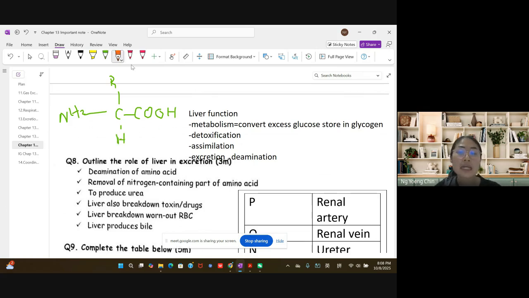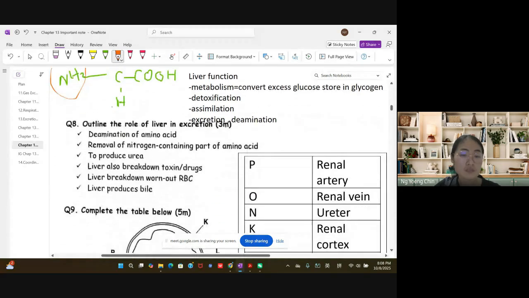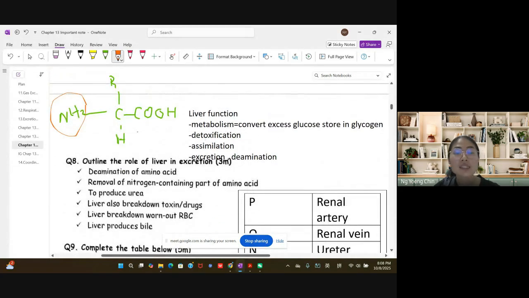But what happens during deamination is you actually remove this functional group away, which we call the amine group. So it's the removal of the nitrogen-containing part of the amino acid, or sometimes we say remove the amine group. After that, the amino acid becomes ammonia. The structure of ammonia is NH3.